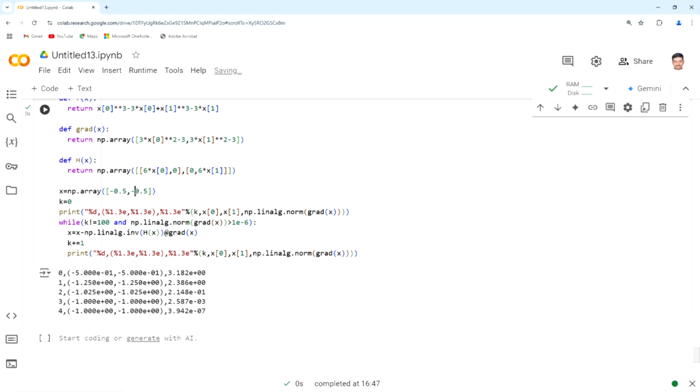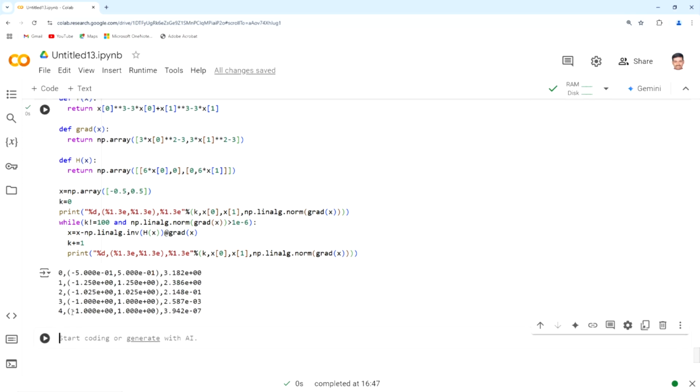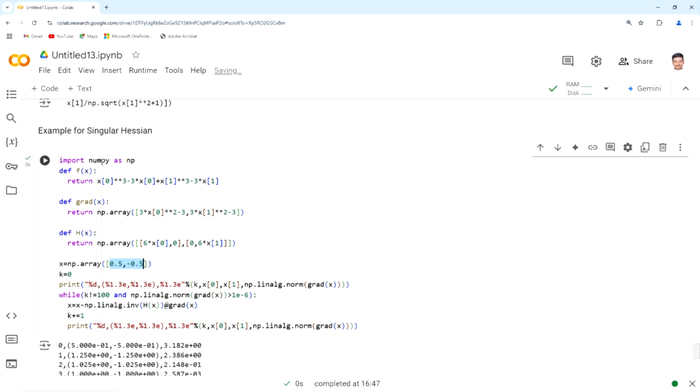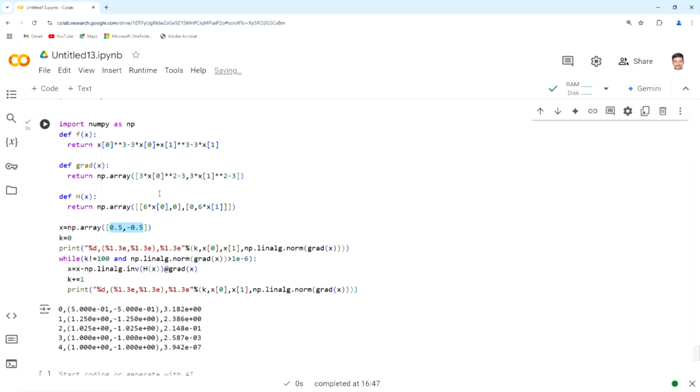And let me try 0.5 minus 0.5, it actually converges to minus 1 1, which is a saddle point, because it does not check whether the solution that it converges to is a local minimum, local maximum or a saddle point. And similarly for minus 0.5 0.5 as well, it will converge to 1 minus 1, which is again a saddle point. That is also something that I wanted to illustrate, but that was not the main purpose. I wanted to give an example for singular Hessian.